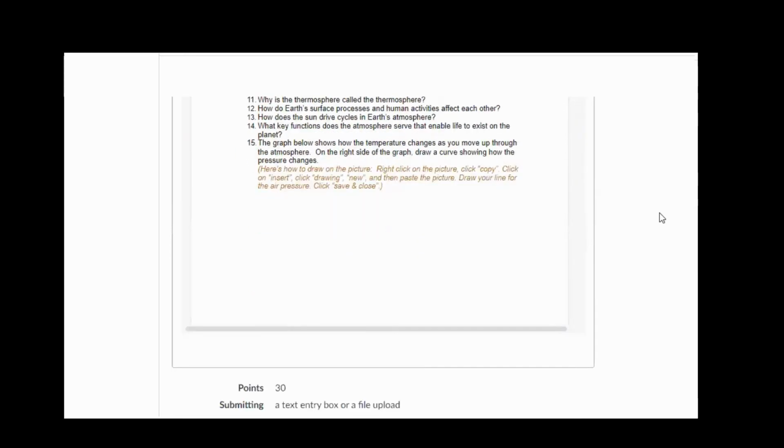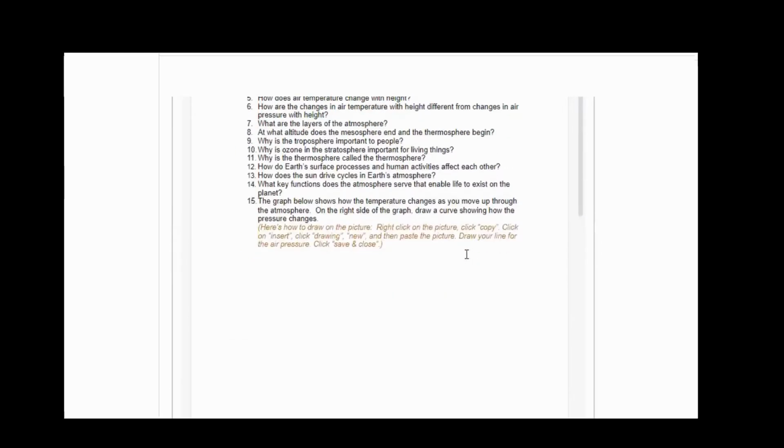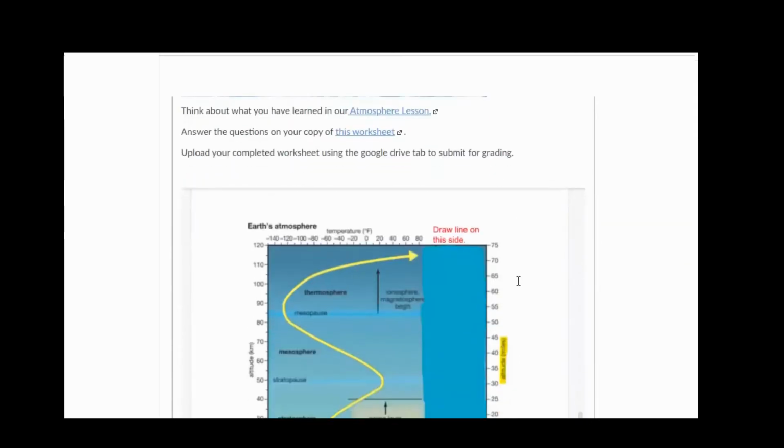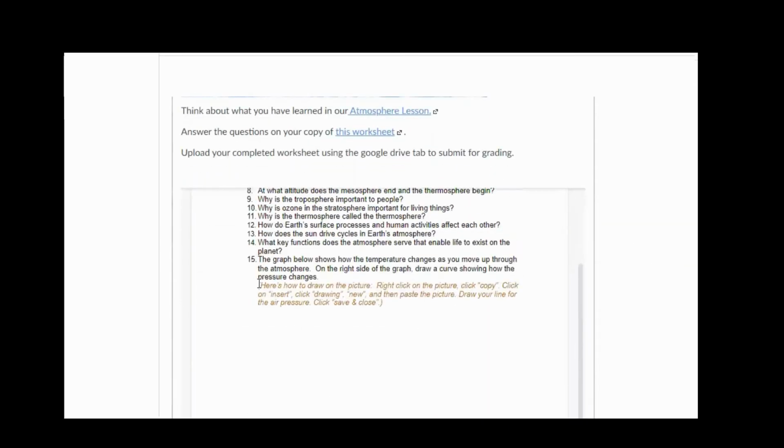The last one down here is going to ask you to draw onto a picture. So in this blank blue space here, you're going to draw onto that. And there's instructions on how to do that right here in this brown type. So you're basically going to copy that picture into Google Drawings, make your drawing on top of it, and then copy it back onto this page in place of this one. So that is the homework.